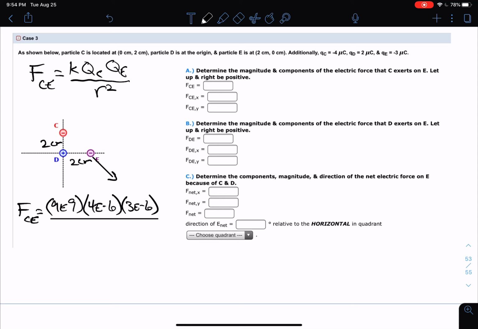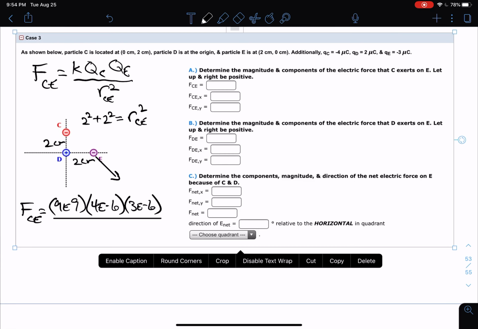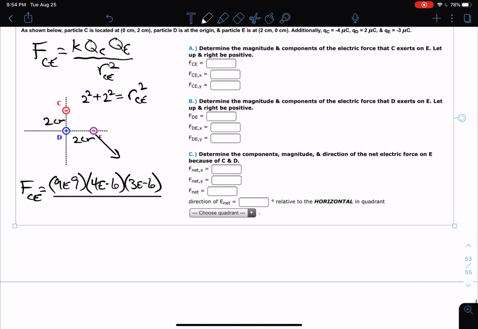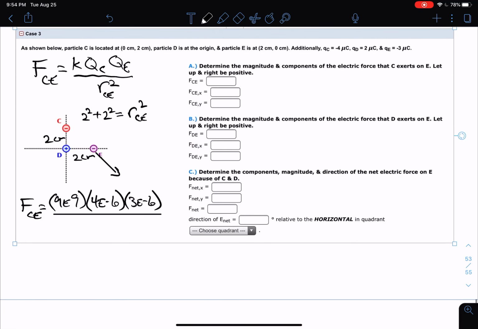So the distance between C and E, so this called it r squared. This is really the distance between C and E, so r sub CE. Okay, well, I've got to do 2 squared plus 2 squared. That's going to equal RCE squared. Okay. So that's going to be 4 plus 4, that's 8. That's 8 equals RCE squared. Okay, so now I know what RCE squared is.